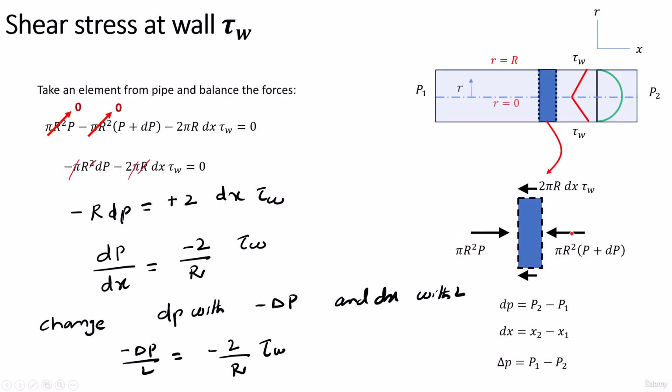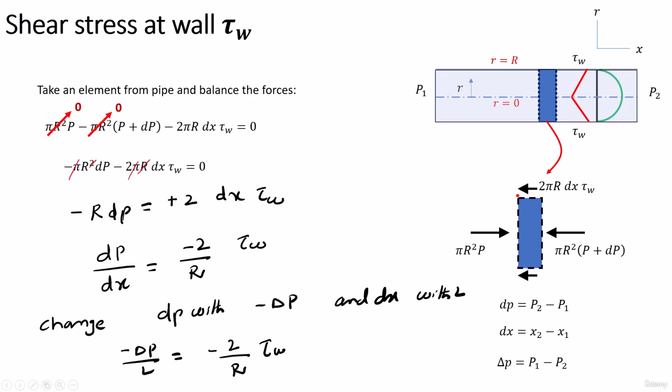And on the second side, the right hand side, the pressure will increase by a small quantity dp. So this becomes P plus dp, and the area will remain the same, pi r square. And the second thing is that on the sides, on the periphery of the circular cylinder, we have the shear stress. That's a maximum on the wall, but the direction is opposite to the flow. Why? Because it will give resistance to the flow.